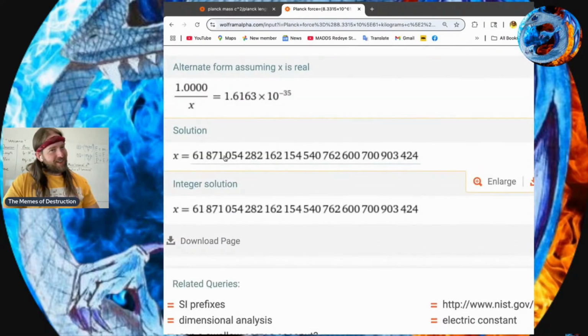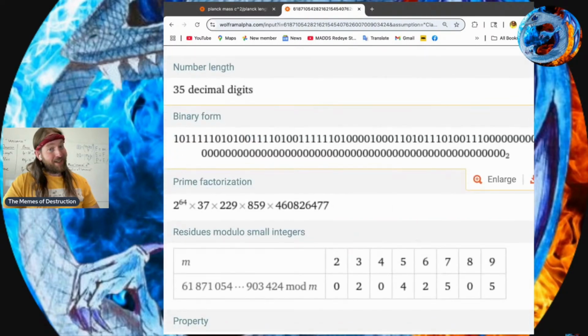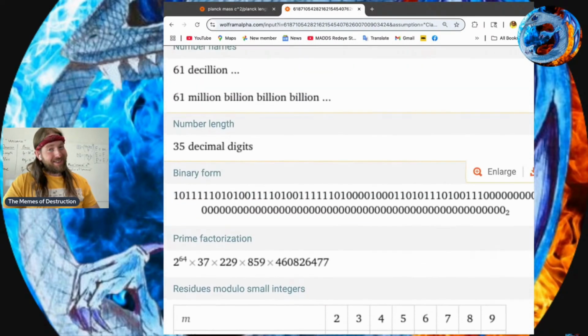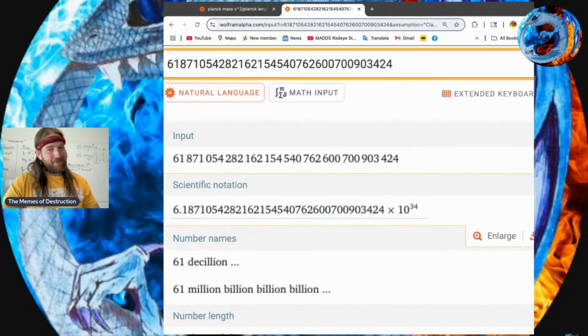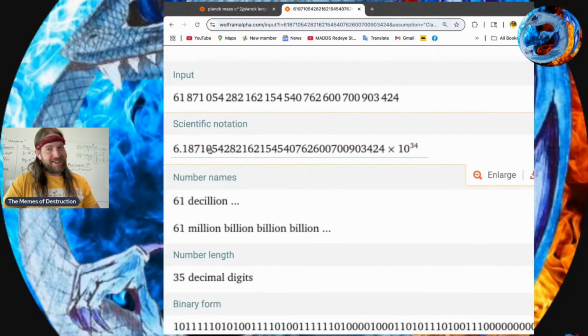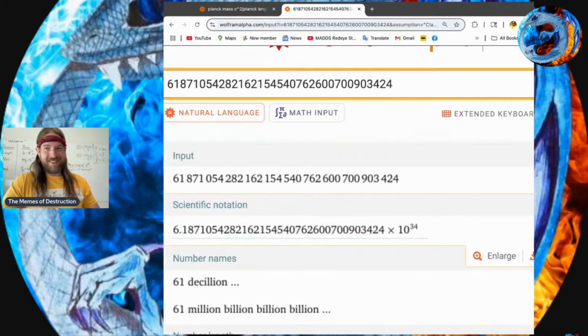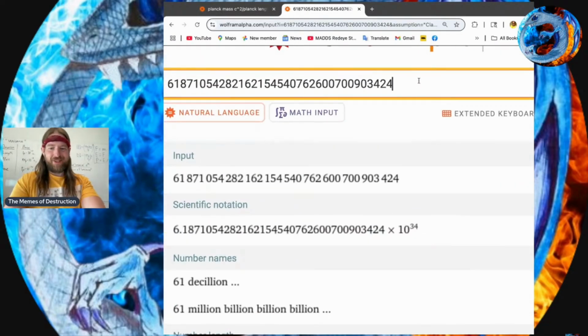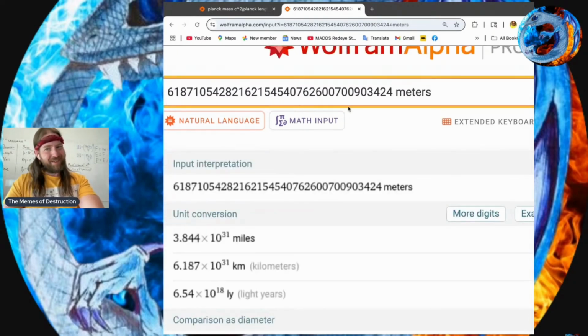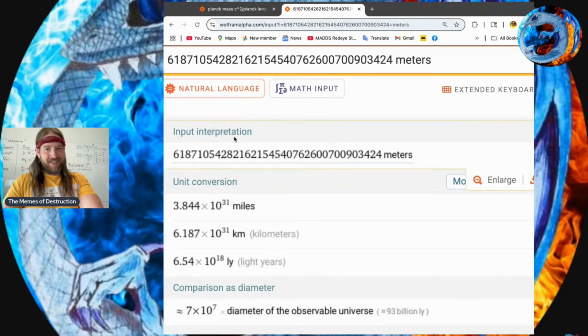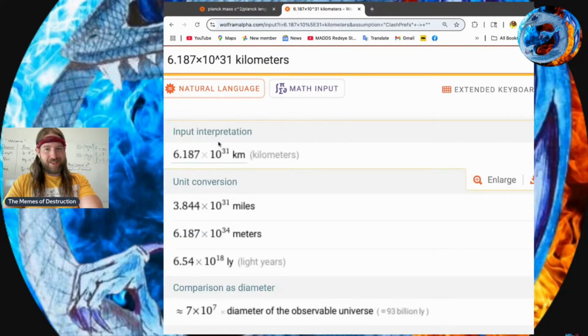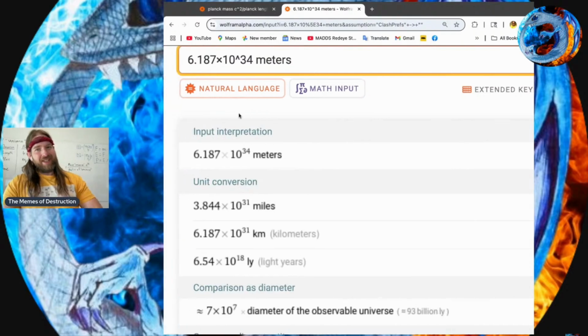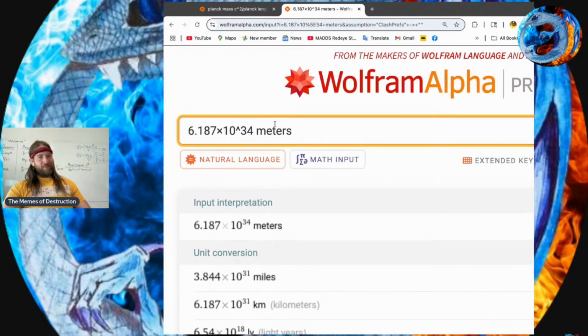God, that's also a really big number. Not quite as many digits, but very large. Oh, that's good. All right. So as we can see here, okay, 6 times 10 to the 34. Oh, we got to add meters. Forgot. I apologize. Okay. So that's going to be kilometers, and then we go to meters. All right. So 6 times 10 to the 34 meters.